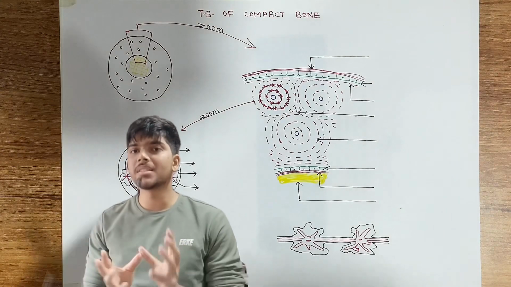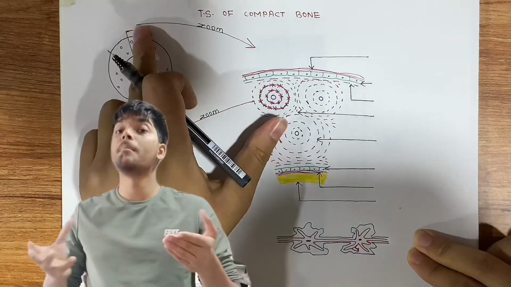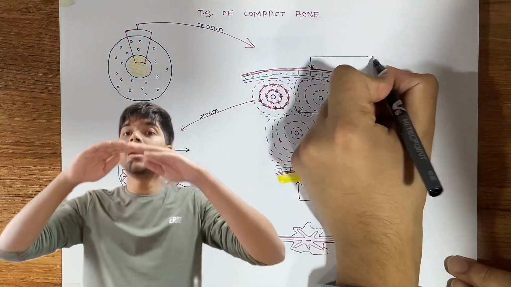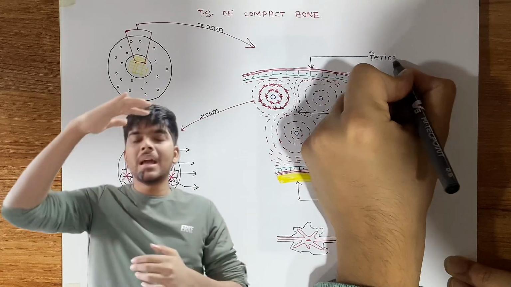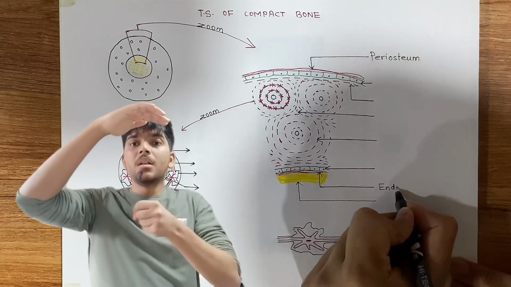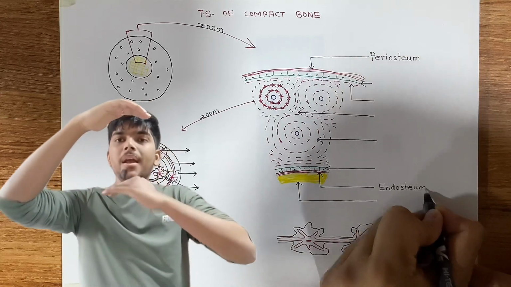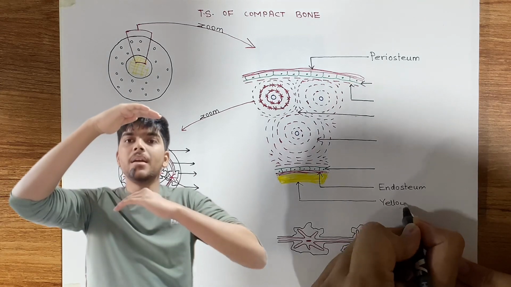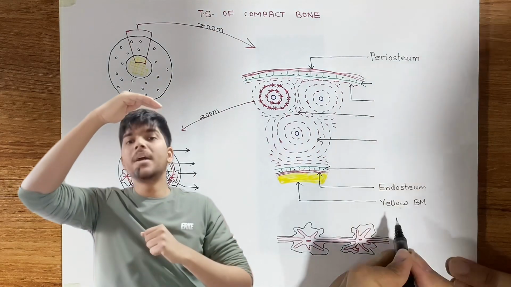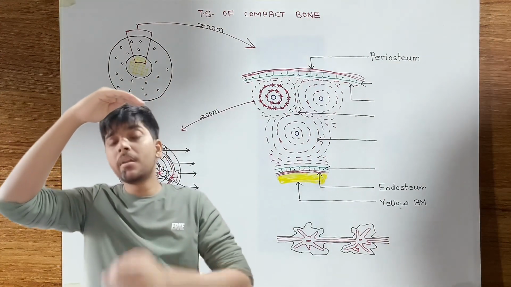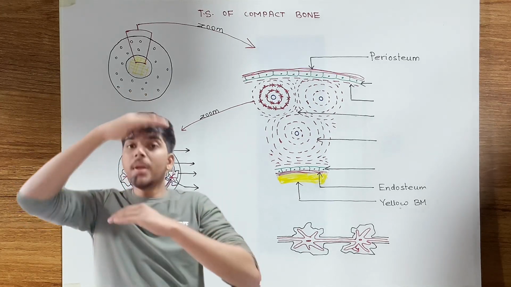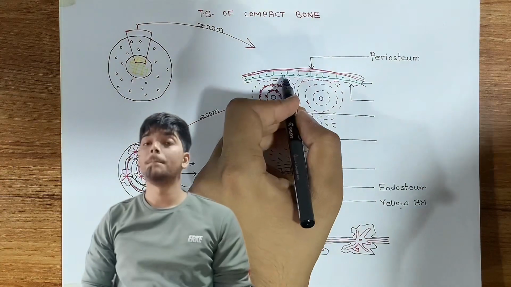Let's take a piece of this compact bone and observe it under a microscope. It looks something like this. So there's your outermost covering or periosteum, and then the innermost covering or endosteum. In the middle, there's your yellow bone marrow. In between periosteum and endosteum, there's your compact bone. Periosteum is made up of white fibrous connective tissue because it provides protection, while your endosteum is made up of reticular connective tissue. In between both these layers, there's your compact bone.